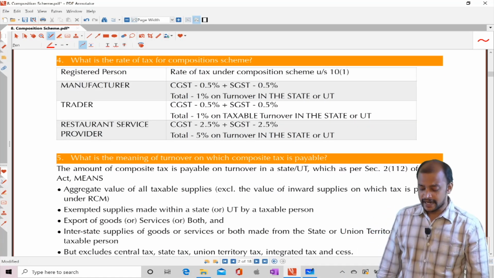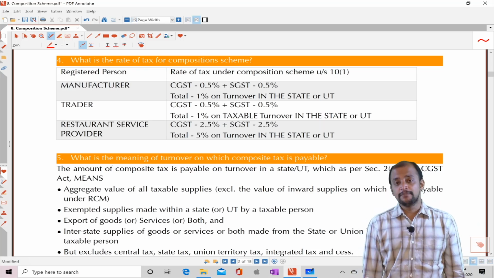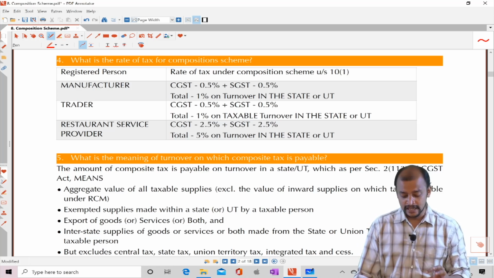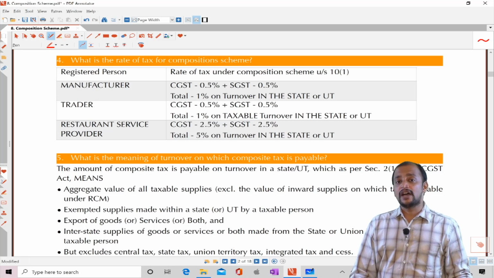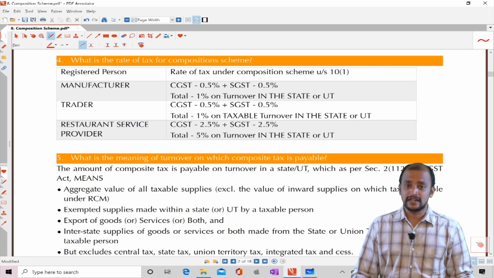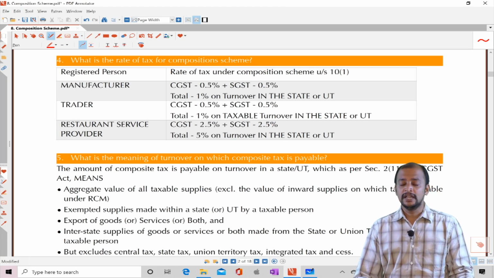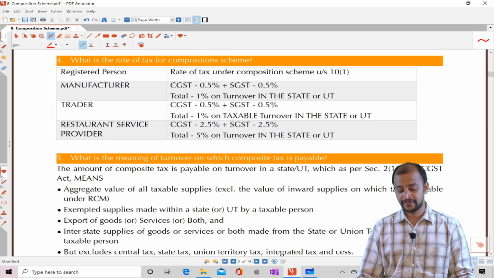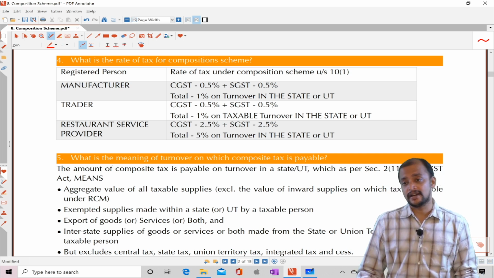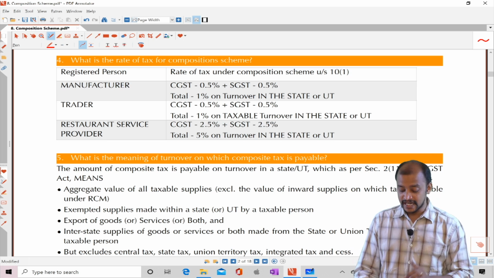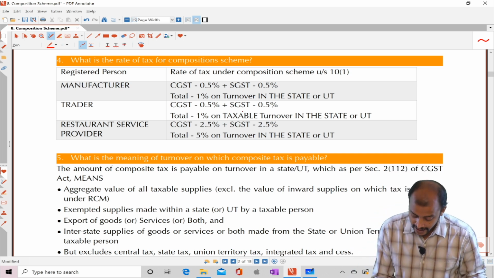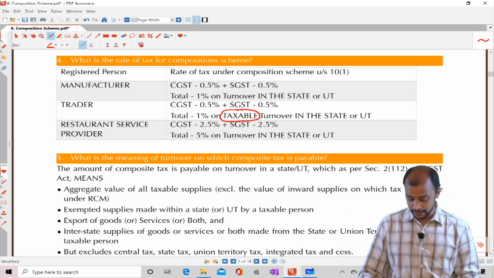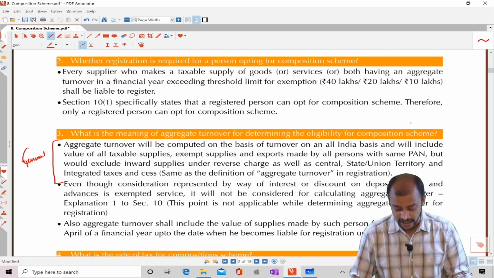Then, what is the rate of tax for the composition scheme? This is based on section 10 subsection 1. Some rates are given along with some other notifications. If the registered person is a manufacturer, they need to pay GST at the rate of 1% on total turnover. Here the 1% will be CGST 0.5% and SGST 0.5%. Whereas, if the person is a trader, it will be 1% of the taxable turnover. Don't forget, taxable turnover, that's the difference. It is not on the total turnover. A trader is required to pay GST on the taxable turnover.